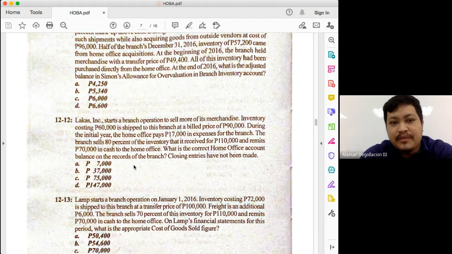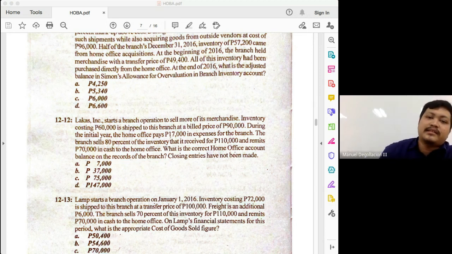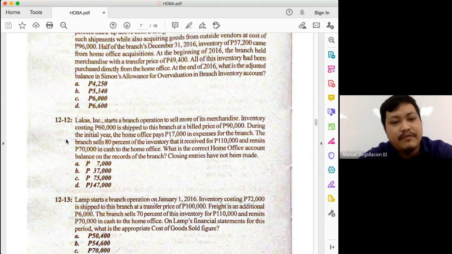So those would be the three things that would be relevant here. The shipment of merchandise in the amount of 90,000 and then the 17,000 expenses less the cash remittance of 70,000. So what will that be? Because 107 minus 70 will give you 37,000. Okay.